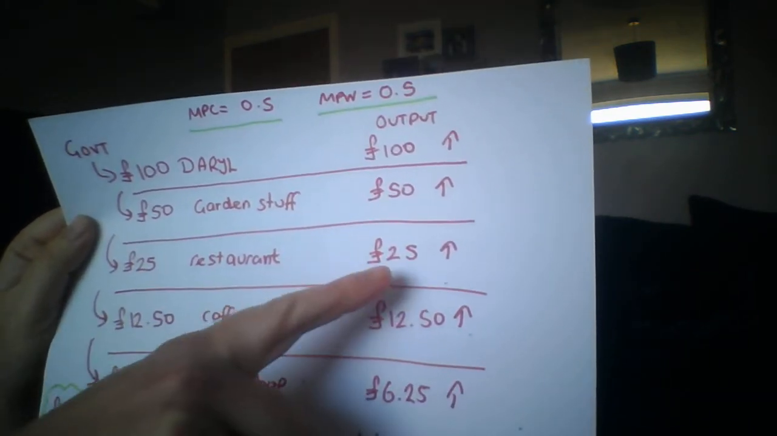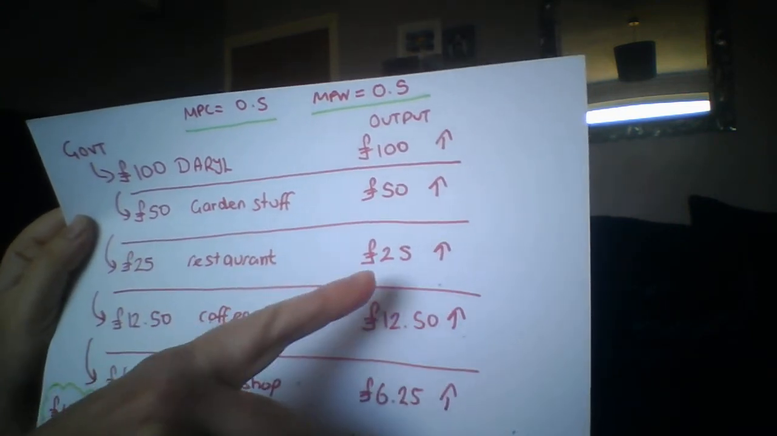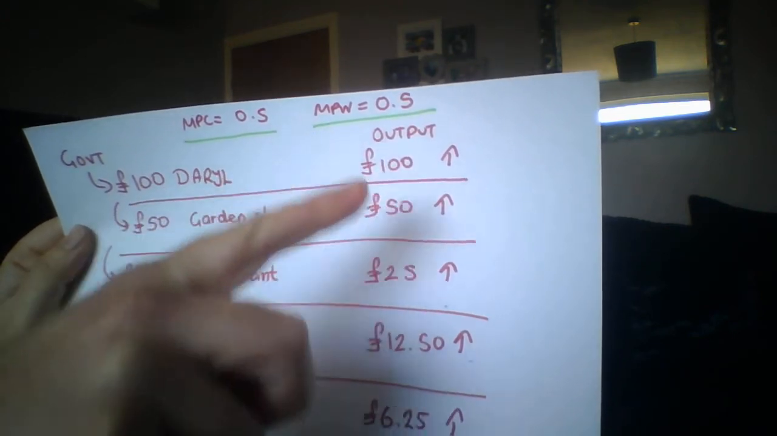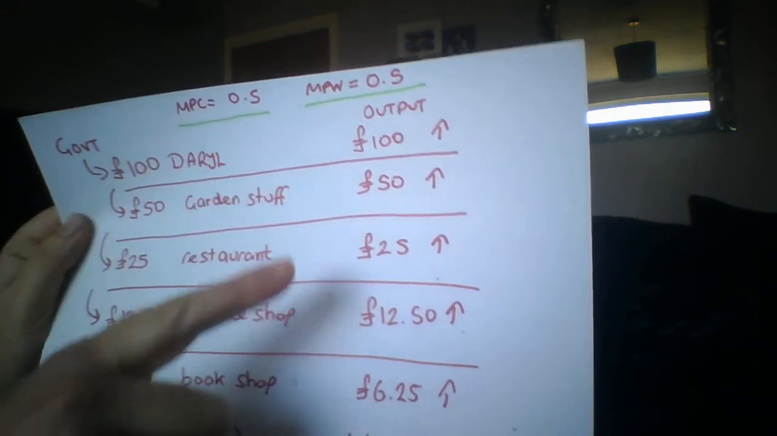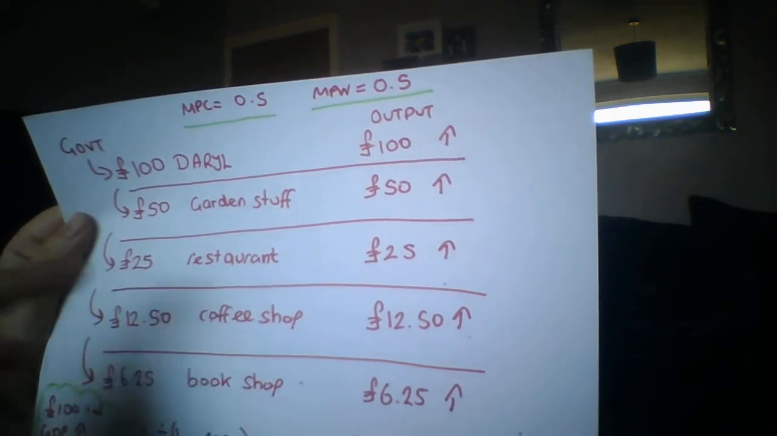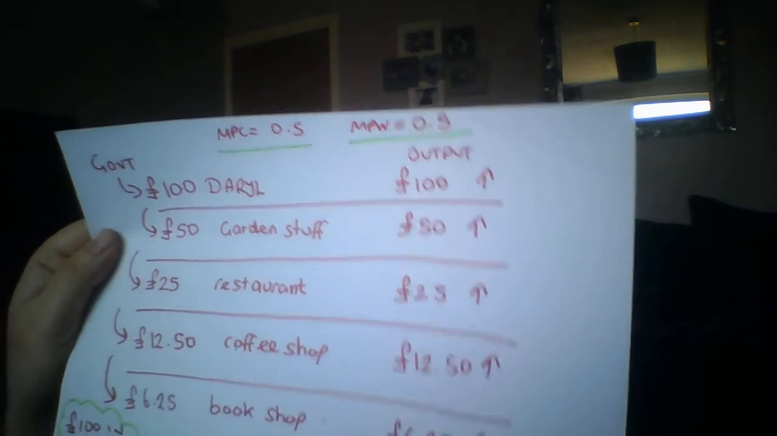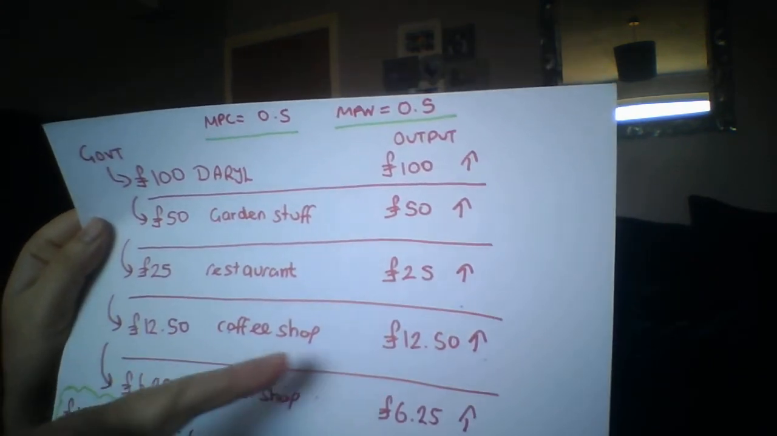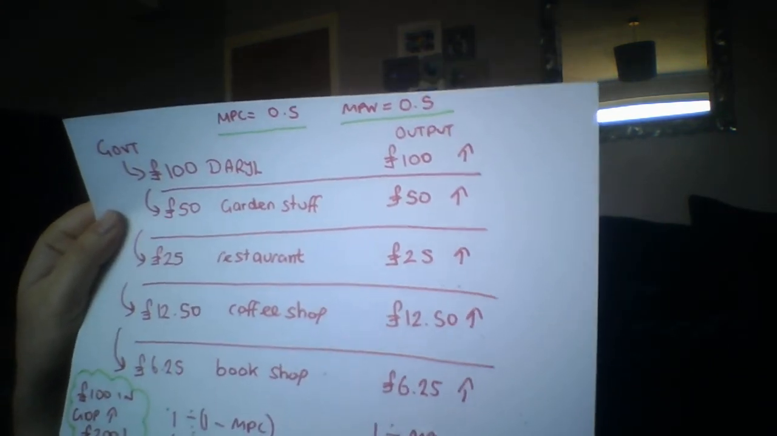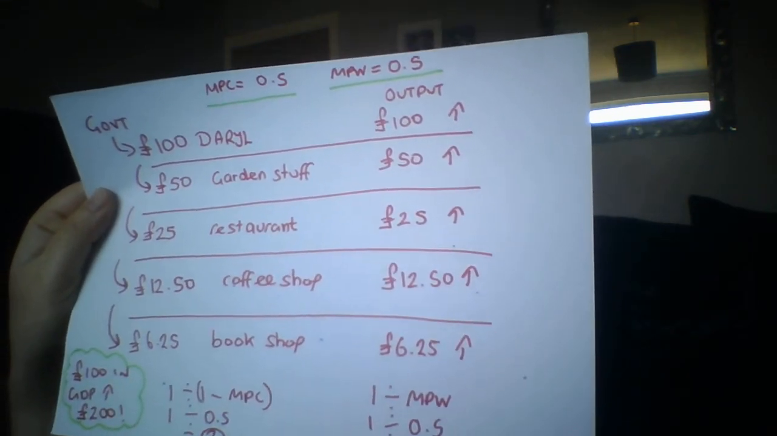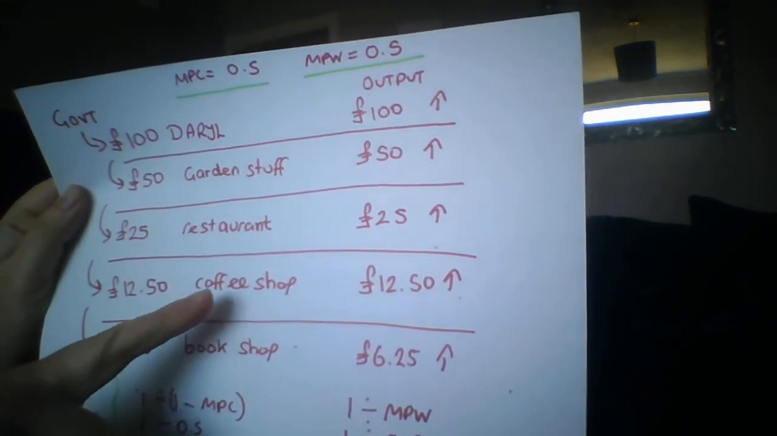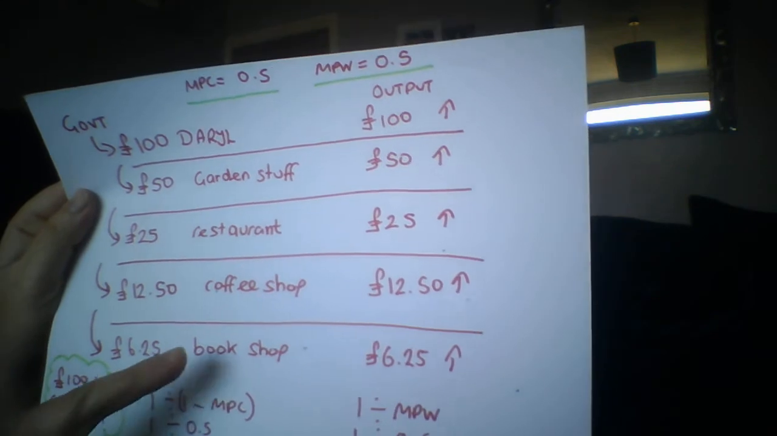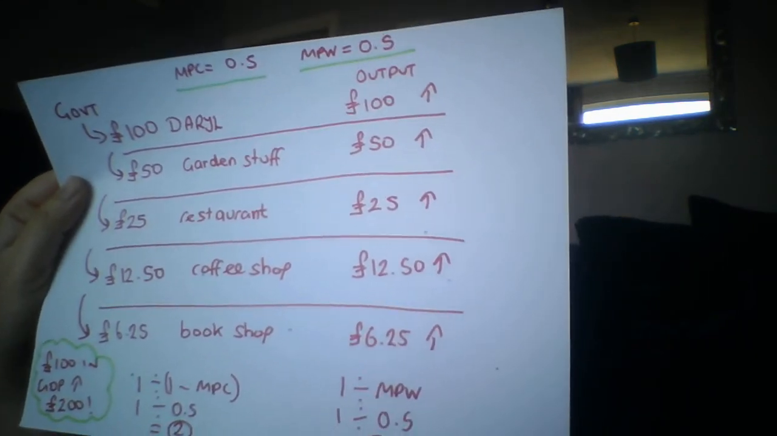That chef has now got £25 in their pocket. They will now choose to spend 50% of this on foreign goods and services, pay for taxes and save money, and they will now spend the remaining 50% on domestic goods and services. So the restaurant person might now go to a local coffee shop, order a couple of drinks, a couple of cakes, and that would mean that coffee shop has now got to increase output by £12.50. It has produced those products that have been demanded by that person. Again, if we assume that MPC is 0.5, they will choose to spend 50% of this money on domestic goods and services. They might go into a bookshop, for example, and spend £6.25.